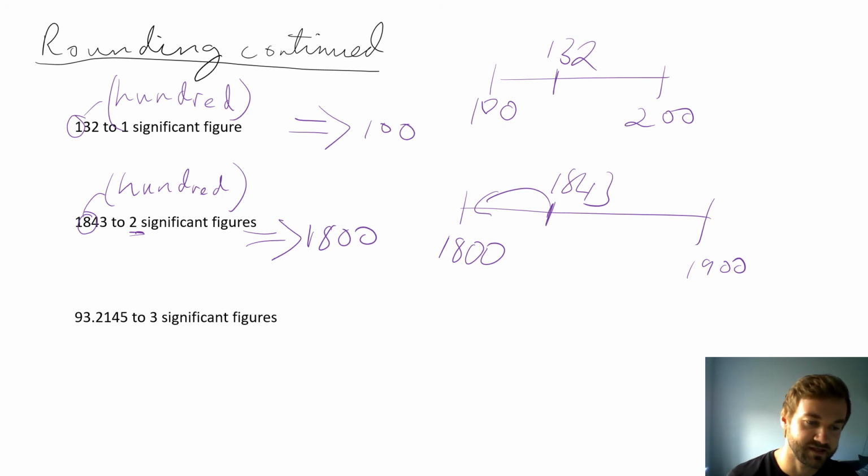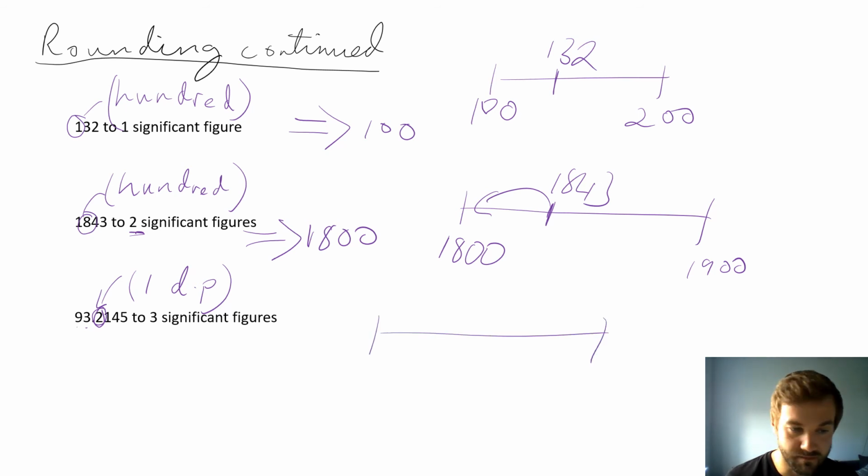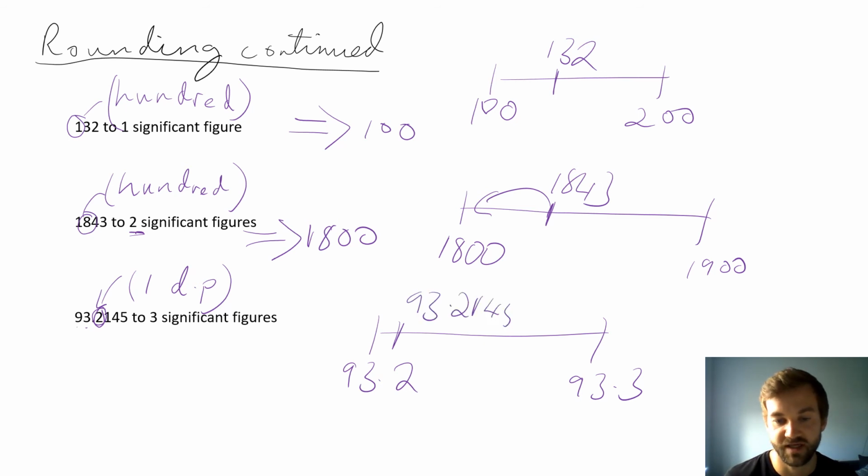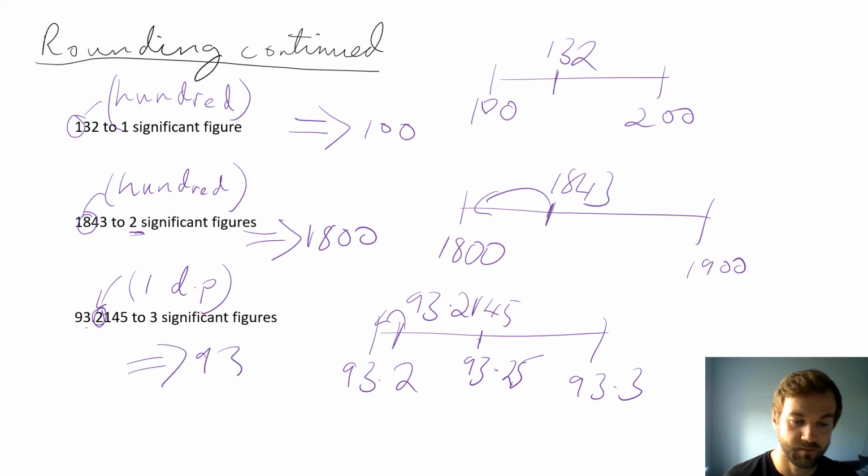To three significant figures, let's count the first three non-zero digits. 1, 2, 3 is that one, which is my 10th. So I'm rounding to the nearest 10th, which is the same as rounding to one decimal place. 93.2145 is either 93.2 or 93.3, and it is 93.2 because this here would be 93.25, which rounds down to 93.2.